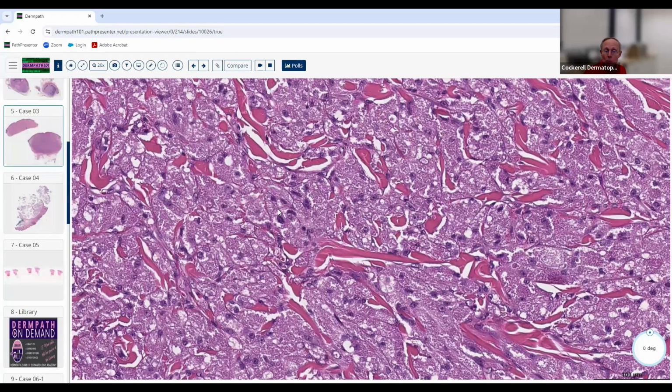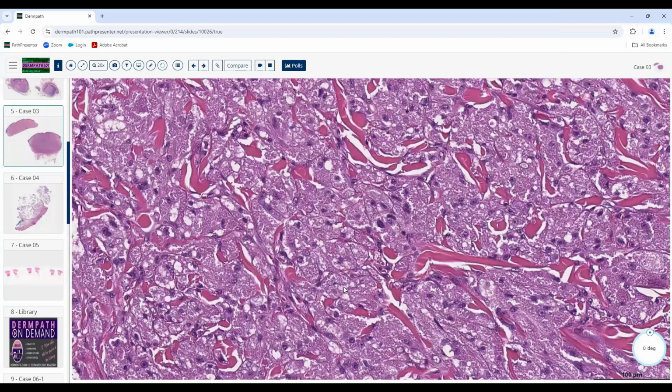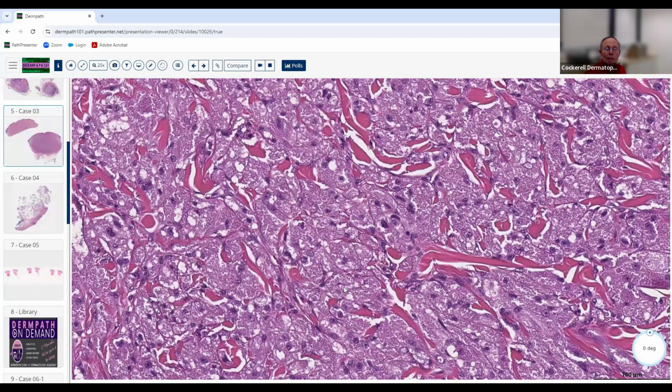So if you wanted to stain this to prove that that was the case, what kind of marker might you put on it? You could stain S100. Good. And is there any other marker that you might use to prove that these are granules inside these cells here? For the granules, like a PAS stain. Yeah, good. PAS stain will highlight the granules.